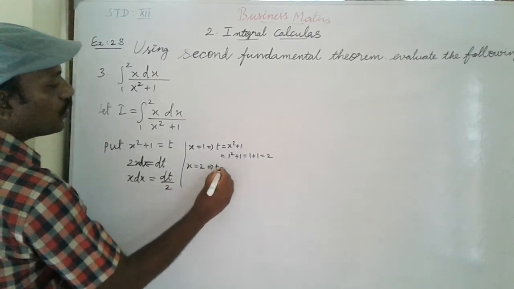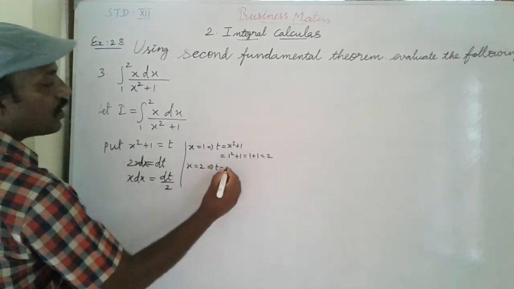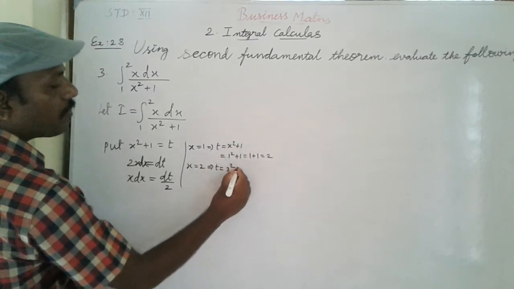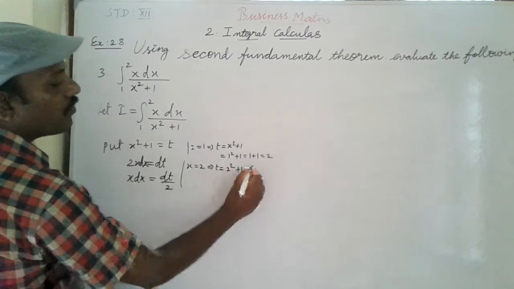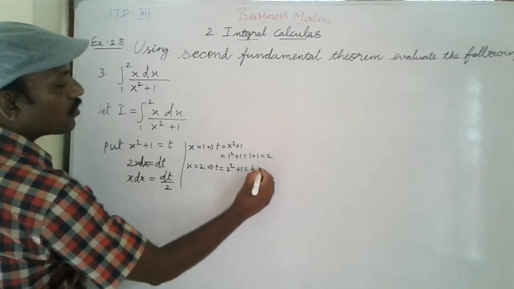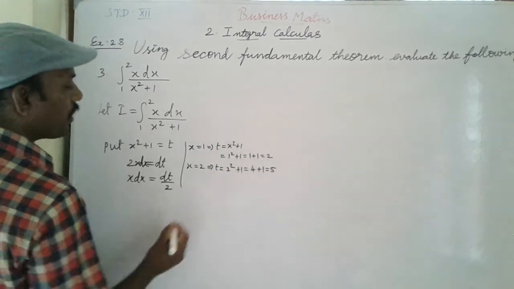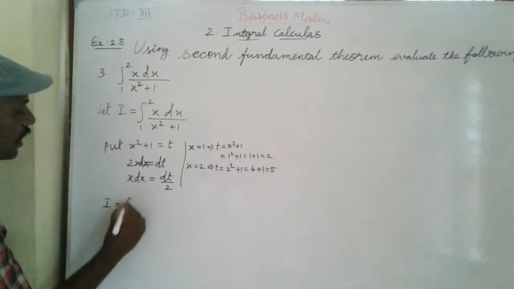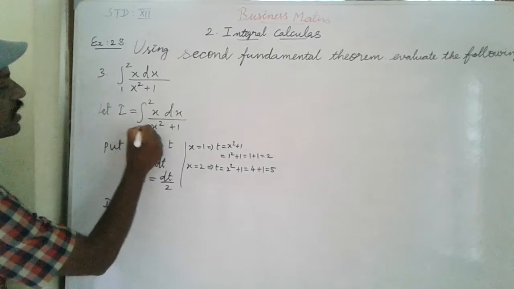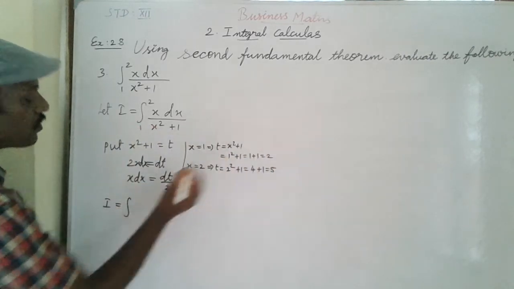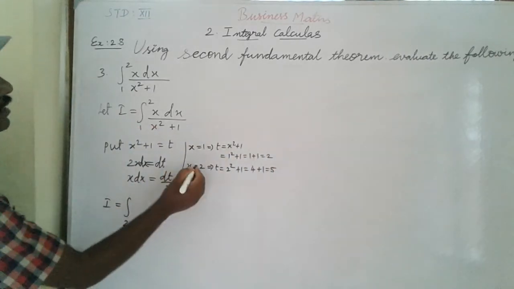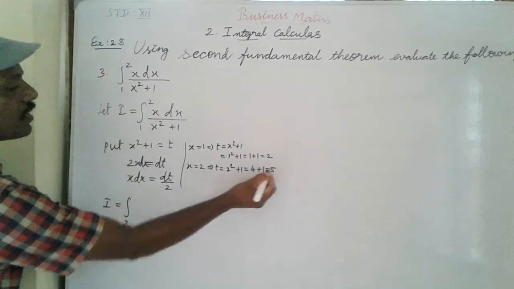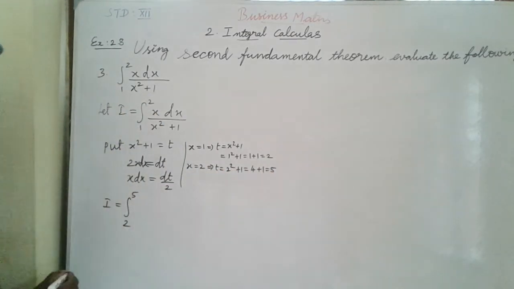t equals 2 square. x square is what? x is 2, then substitute here: 2 square plus 1. 2 square is 4, 4 plus 1 equals 5. So substitute the limit. When x is 1, the t value is 2. Next, when x is equal to 2, the t value is 5. So we change the limit.